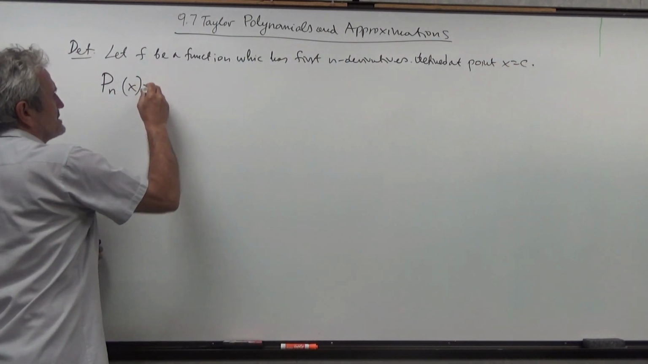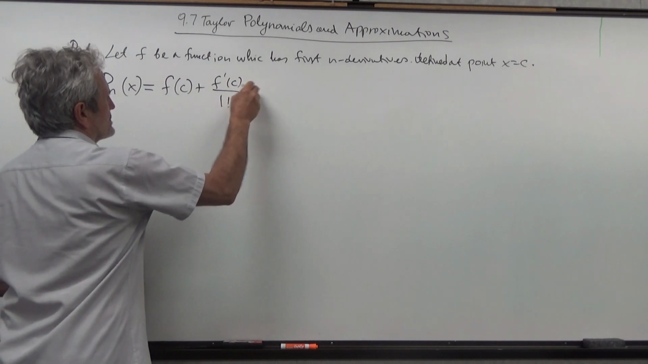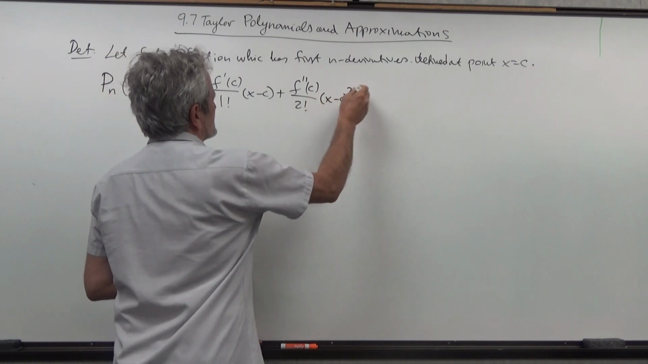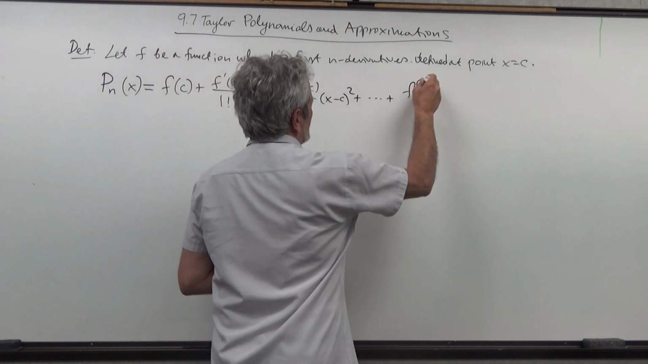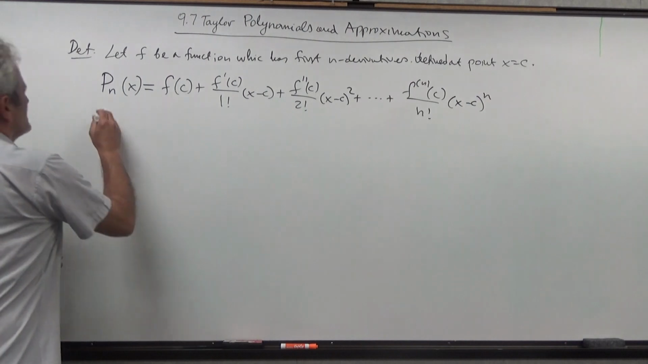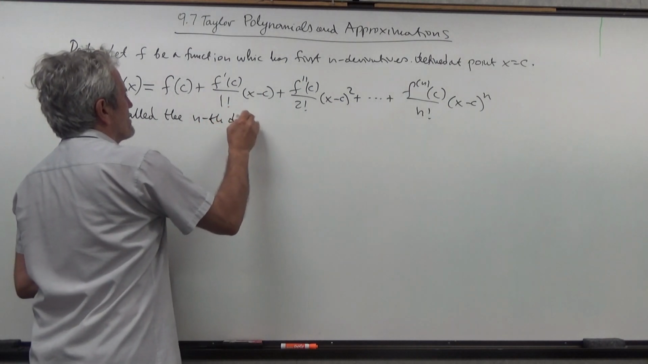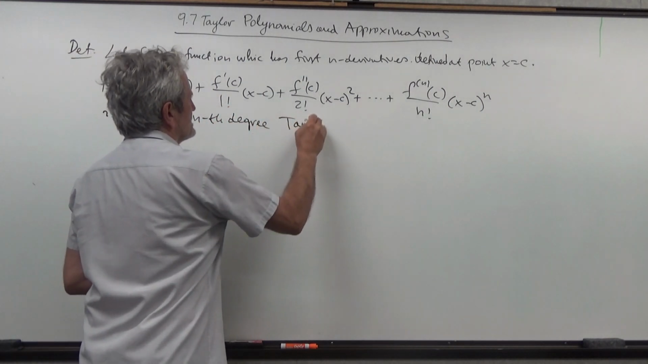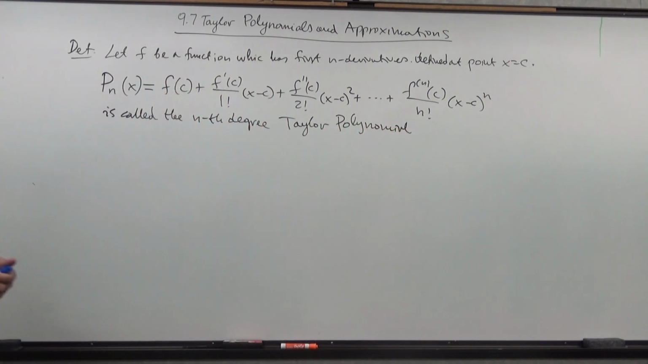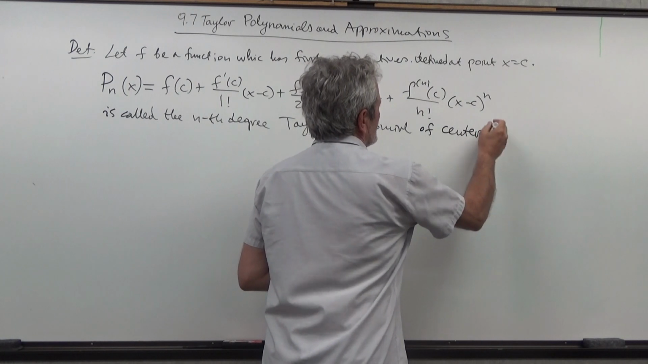Pn of x equals f of c plus f prime of c over 1 factorial times x minus c, plus the second derivative at c over 2 factorial times x minus c squared, and so on, plus the nth derivative at c over n factorial times x minus c to the n, is called the nth degree Taylor polynomial of f centered at c.